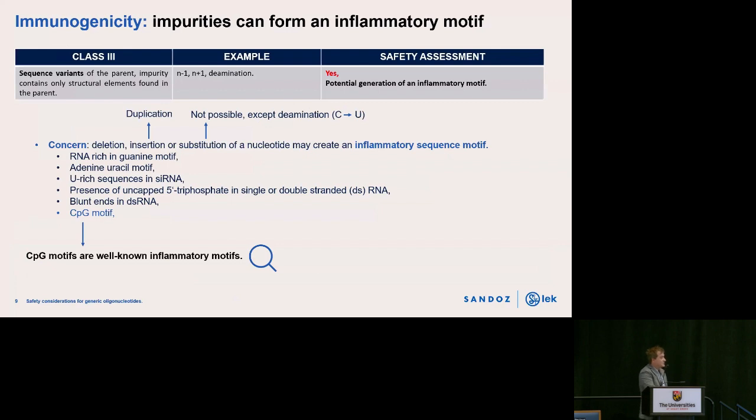So let's now switch our focus to immunogenicity considerations. So the concern here is that there could be a deletion, insertion, or substitution of a nucleotide, which might create an inflammatory sequence motif. So if you look at the literature, we can see a lot of sequence motifs mentioned, but the most widely recognized and potent is the CpG motif. So let's take a closer look at this motif to understand what kind of risk it poses when present in impurities.